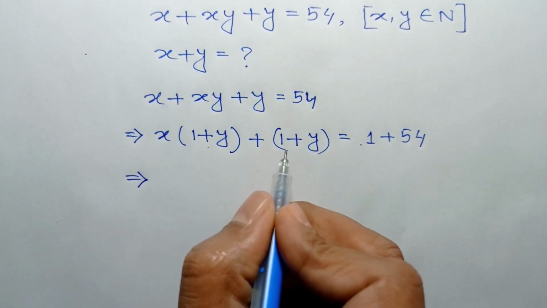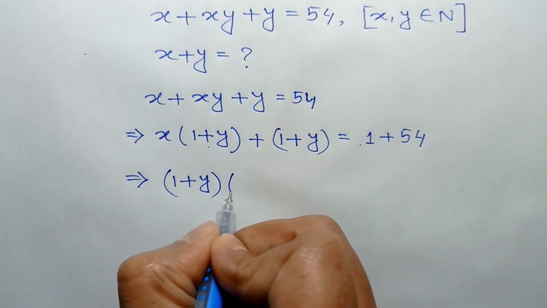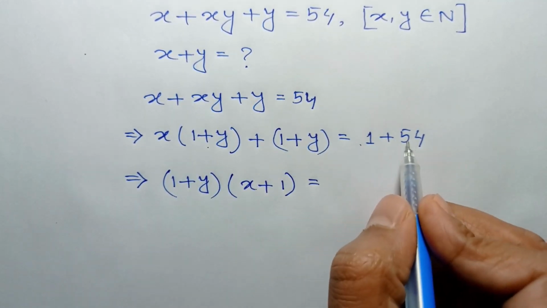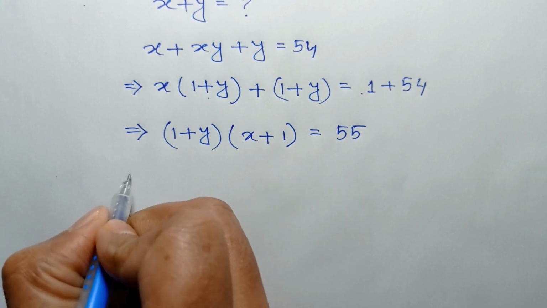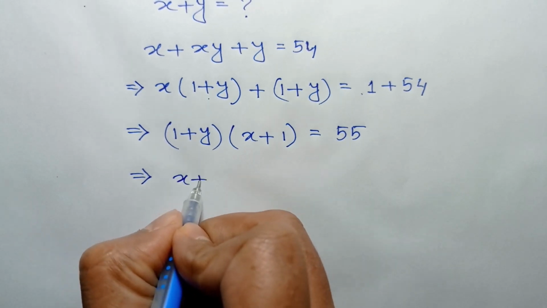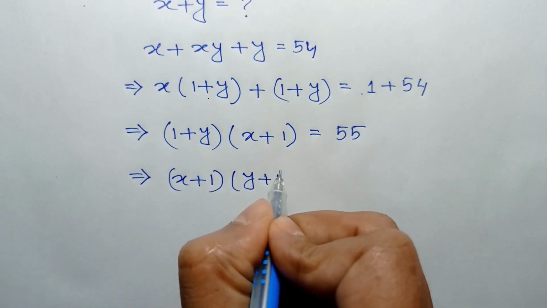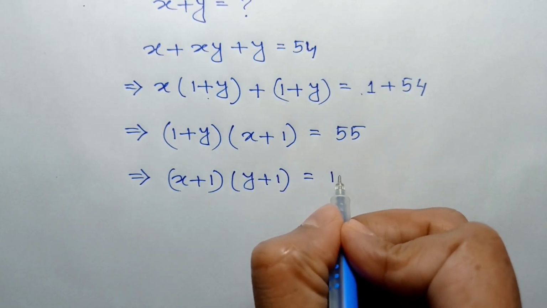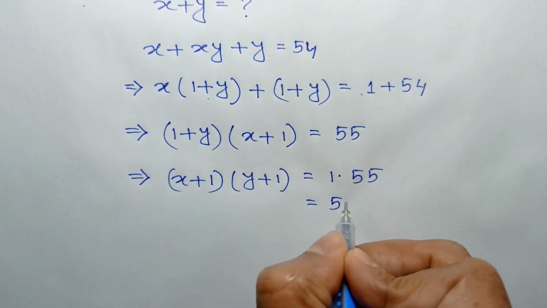Taking common 1 plus y, we can write (1 plus y) times (x plus 1) is equal to 1 plus 54, which is 55. Rearranging the left side, we can write (x plus 1) times (y plus 1) is equal to 55. For natural numbers, 55 can be written as 1 times 55 or 5 times 11.